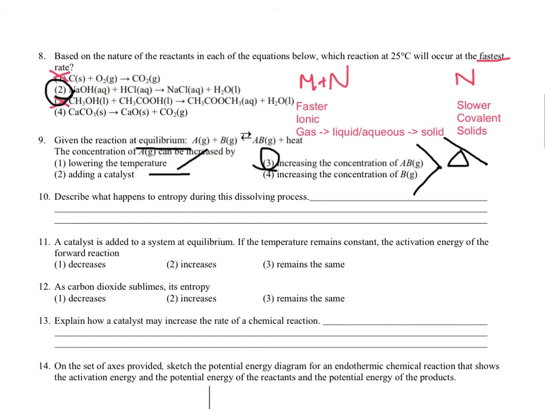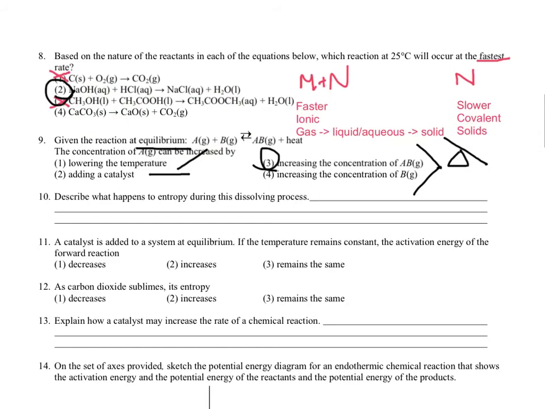Question number 10 describes what happens to entropy when something dissolves. Well, when something dissolves, it spreads out. It is less organized. Therefore, it decreases entropy. Imagine a sugar cube. A sugar cube, solid, is very easy to carry around. But once the sugar cube is dissolved in a liquid, it is no longer together. It's no longer really easy to carry around all of those particles of sugar.